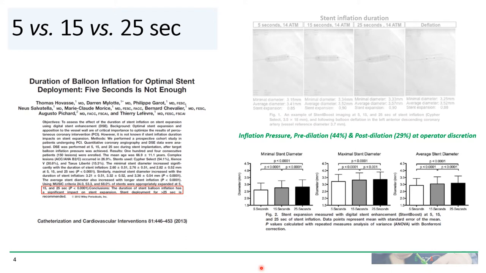And this is true regardless of whether you were looking at the minimal stent diameter, the maximal stent diameter, or the average stent diameter. Now, in this study, they only controlled for the stent balloon inflation time. The inflation pressure, whether you did predilation, whether you did post-dilation, was completely left up to the operator. And of note, only 44% of lesions were predilated and only 29% of stents were post-dilated. So the authors concluded that the duration of stent balloon inflation has a significant impact on stent expansion, and they recommended stent deployment for at least 25 seconds.